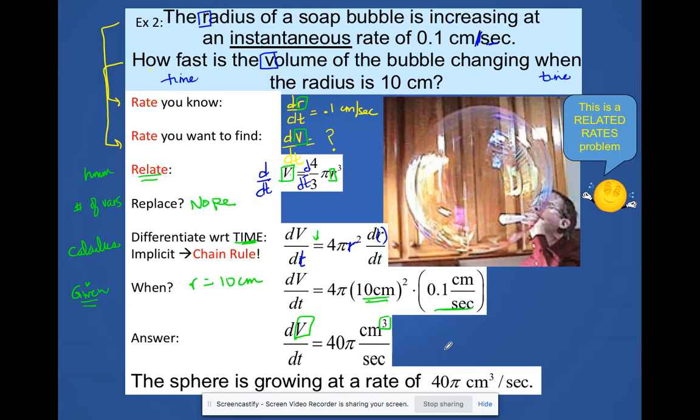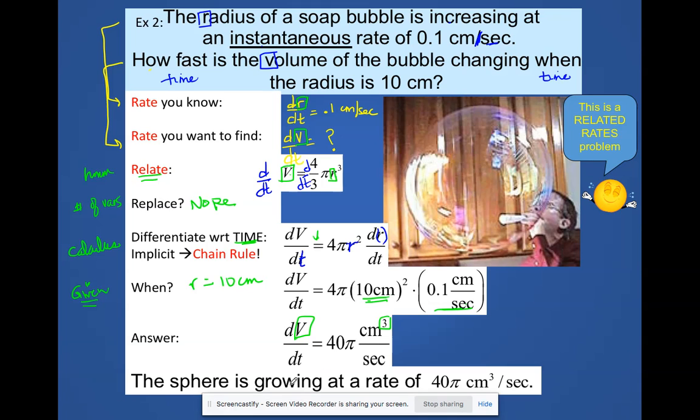Now, if you think about what we did with differentials where we approximated, hey, if the radius of some, right, I did like a Coke can, right? If the radius of the Coke can changes from 10 to 10.1, what's the approximate change in the radius? That's an approximation. This is not an approximation. At the instant when, given the 0.1 centimeters per second, the radius is 10 centimeters, the volume is changing at exactly 40 pi cubic centimeters per second. You don't have to write it out in a sentence unless somebody asks you to explain what's going on.